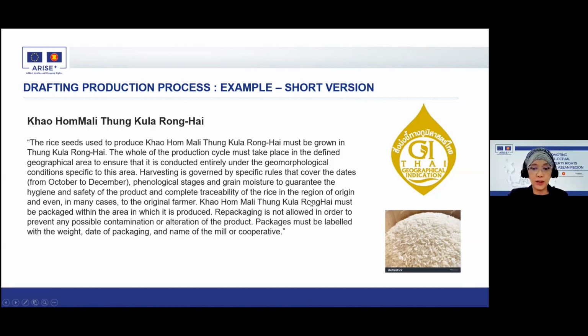Cow Homali Tungkula Ronghai must be packaged within the area in which it is produced. So the rules are very tight, because it should be processed from the beginning till the end, till the packaging, in the geographical area. Packaging outside is not allowed. So this is a very good example of expressing that it is not allowed. Packaging outside is not allowed in order to prevent any possible contamination or alteration of the product. Packages must be labeled with the weight, date of packaging, and name of the mill or cooperative.